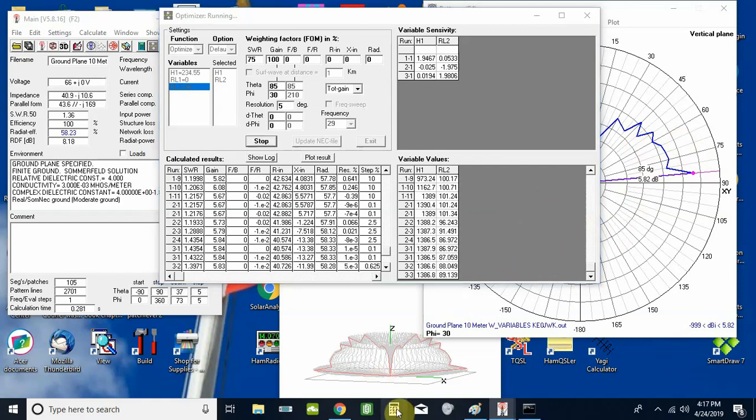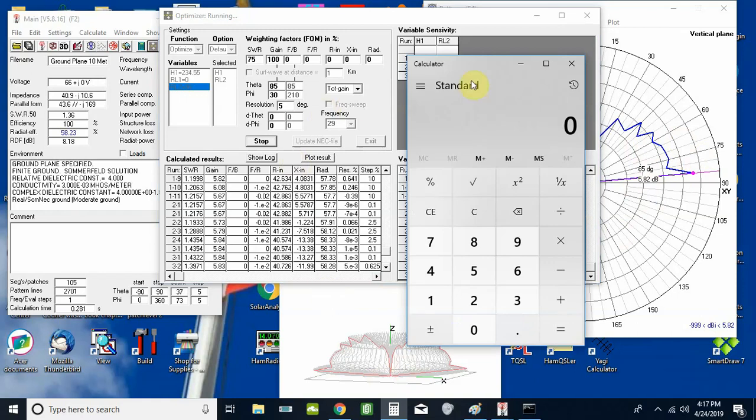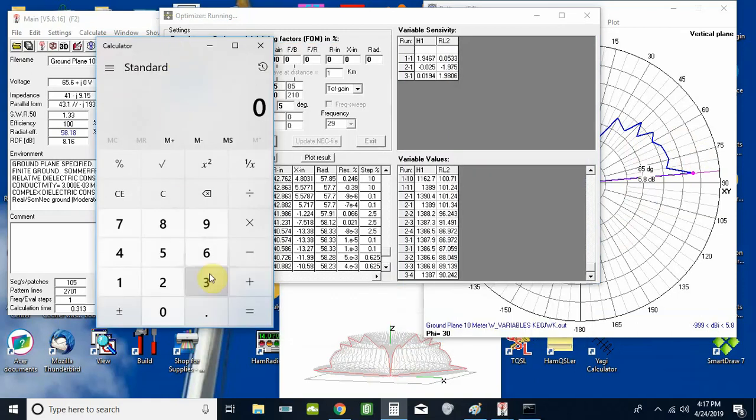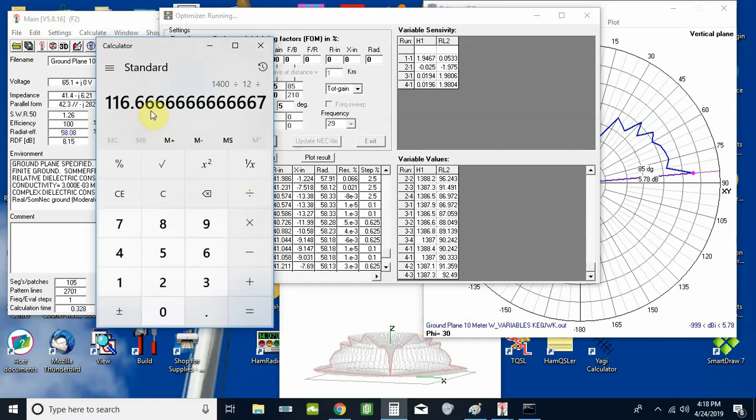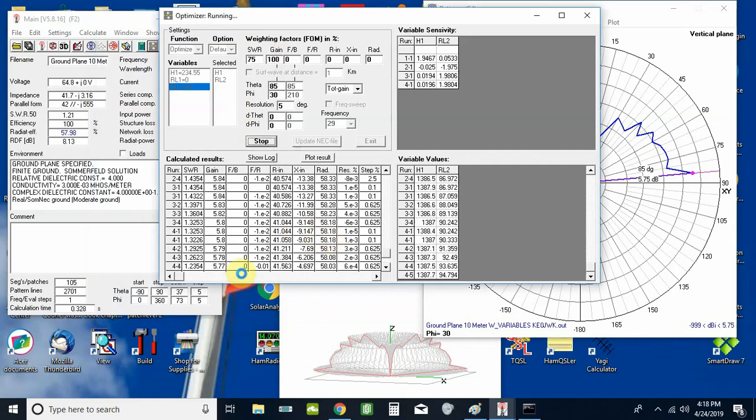My brain's not operating quick enough to do this math in my head, so I'll get the calculator out. We're up at 1388. We'll just call it 1400 inches divided by 12. We're up at 116 feet. Well, there's no way I'm going to put an antenna that high. I don't think too many of us probably will. Some are blessed with the room and the towers to do something like that.